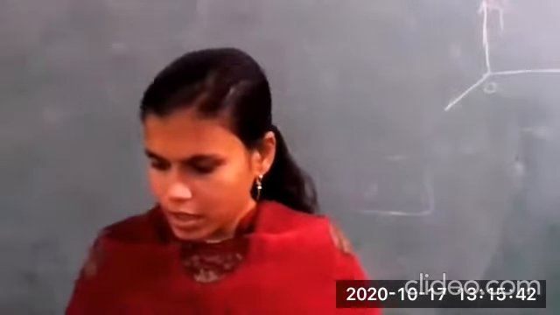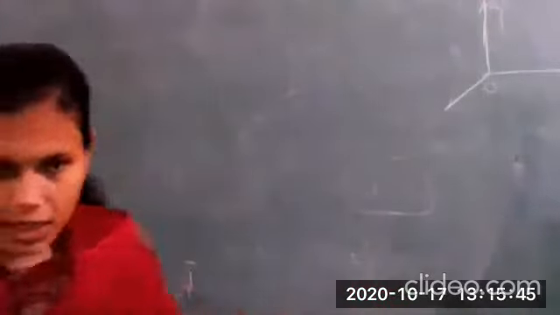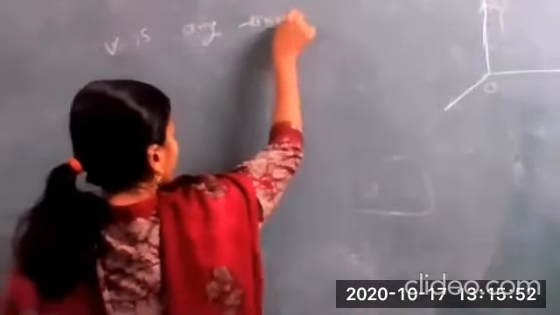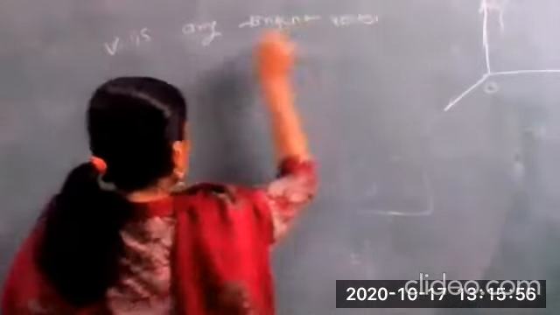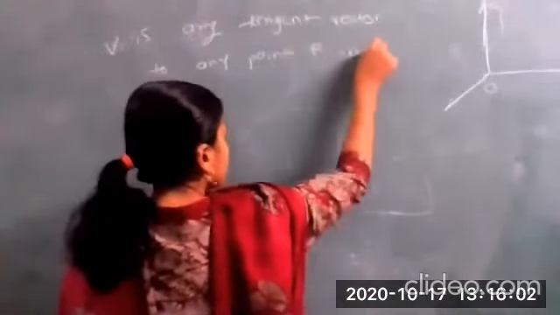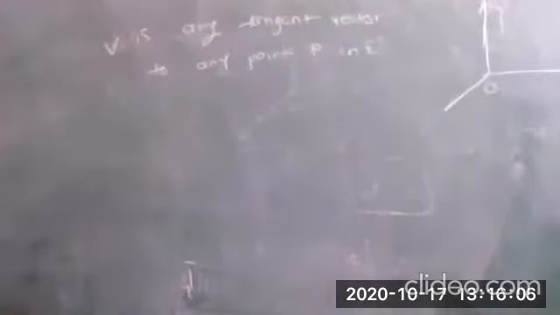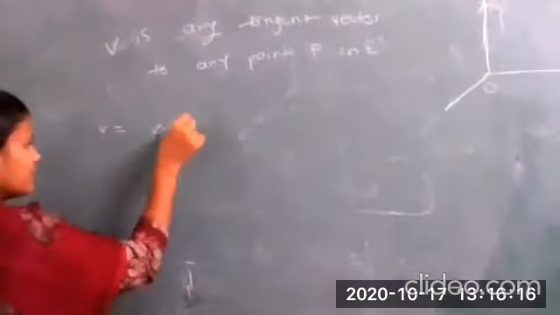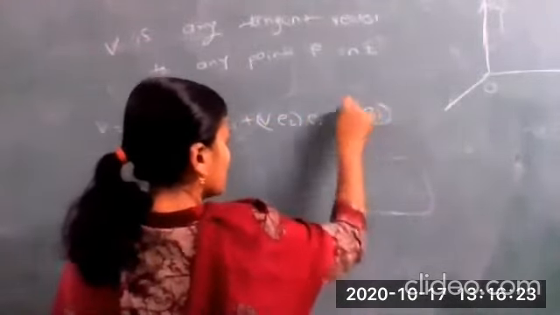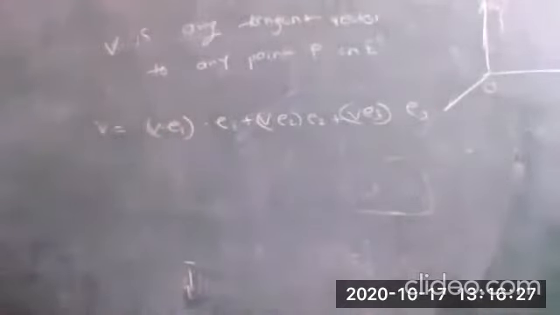What is our aim to prove? If V is any tangent vector to any point P in E3 space, then we have to prove that any tangent vector V at a point P is written as V dot E1 times E1, plus V dot E2 times E2, plus V dot E3 times E3. V is any tangent vector at a point P.